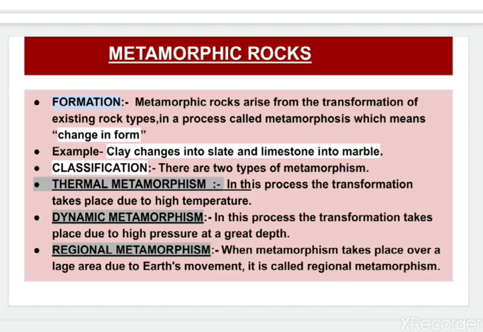There are three processes in it: thermal metamorphism, dynamic metamorphism and regional metamorphism. First, in thermal metamorphism, transformation takes place due to high temperature. In dynamic metamorphism, transformation takes place due to high pressure at great depth. Another is regional metamorphism. When metamorphism takes place over a large area due to Earth's movement, it is called regional metamorphism.